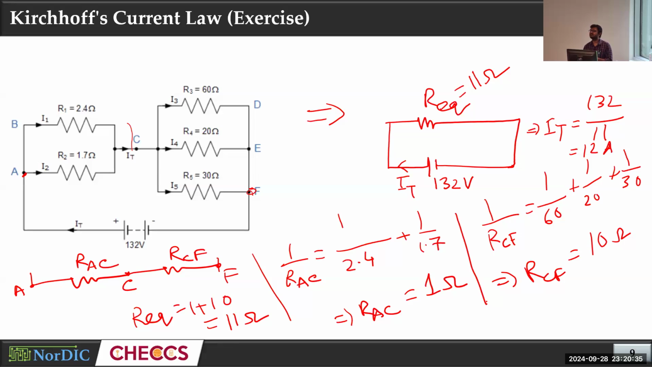You did the first one, because they were in parallel, you're trying to make it all one resistor. You do the equation, you get 1 ohm. And then the second one, I3, I4, I5, which equation are we following here? The 1 over... which type of connection is it? Parallel or series? Parallel connection. Yeah, and then I3, I4, I5, you make it 1 resistor, you get 10 ohms. And then 11 ohms, because they're in series now. Yeah, and then 132 volts divided by 11 ohms, 12 amps.